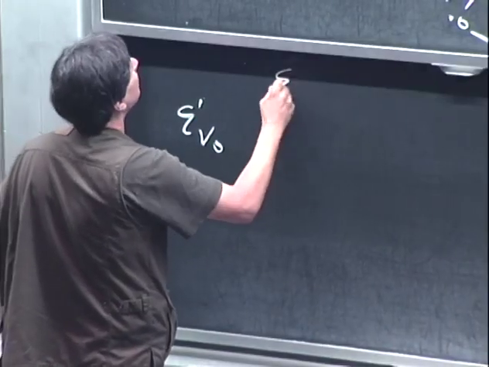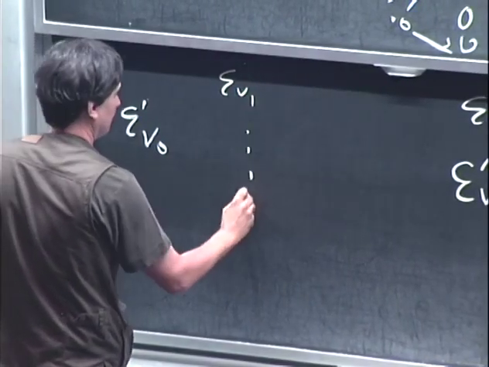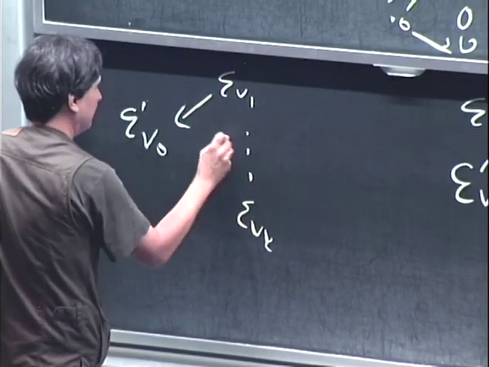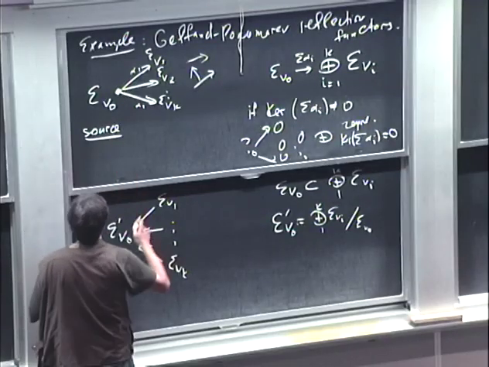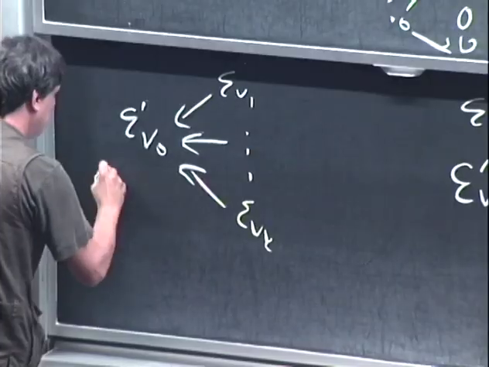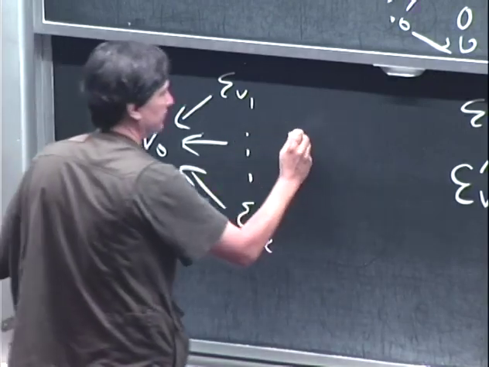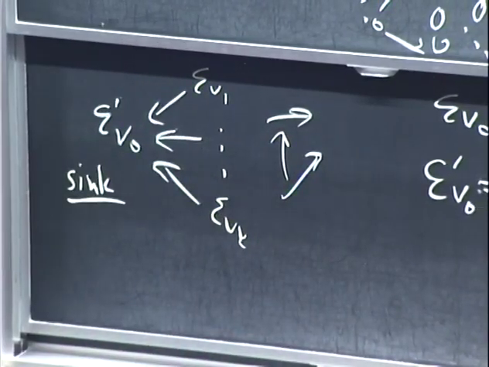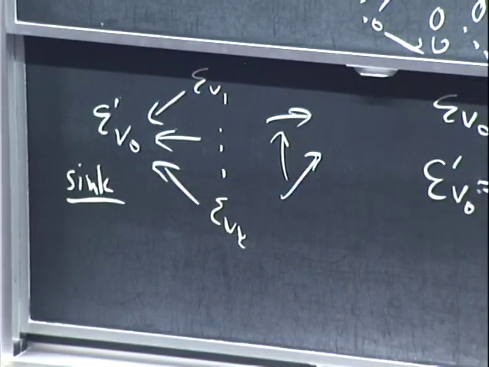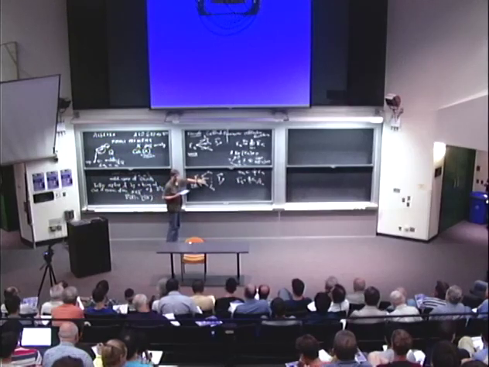You get a collection of maps going in the opposite direction. You reflect all arrows at vertex V0, so it will become a sink. And you get the same picture everywhere. So essentially, you identify moduli problems for one quiver with another.